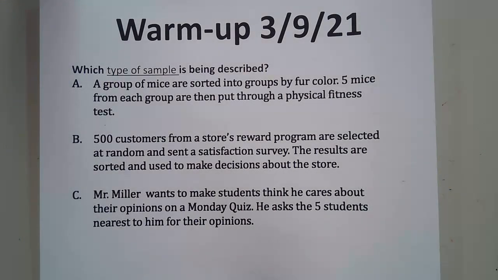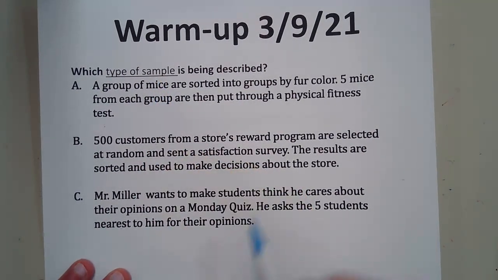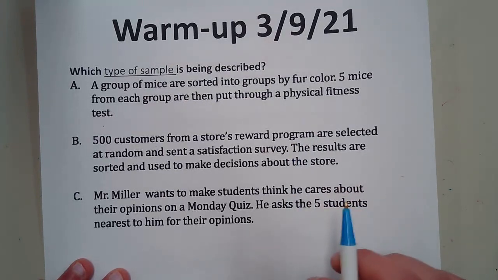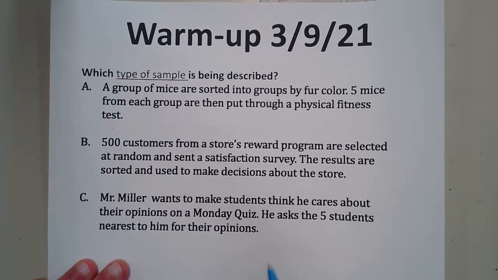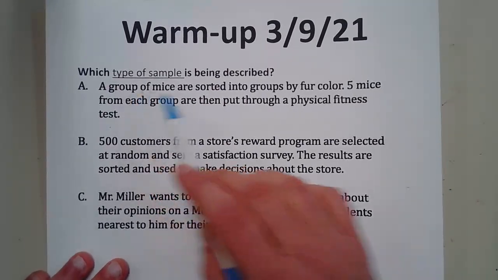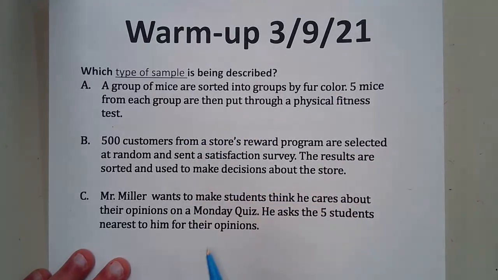All right, so let's do a quick review of some of these sample terms from yesterday. Remember, there's 5 different types of samples. These are actually the same 3 scenarios from the previous day, but now we're going to talk about not the study method, but how the samples were selected. This says a group of mice were sorted into groups by fur color, and 5 mice from each group were put through a physical fitness test.